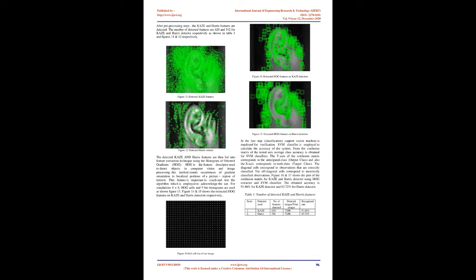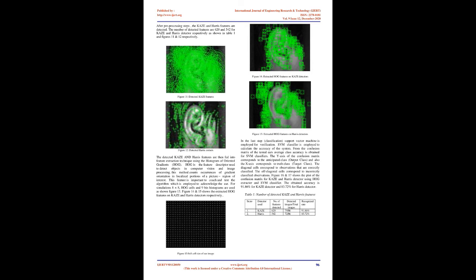The database is further divided into a training set and a testing set to calculate the accuracy. The number of images in the training set varies from 3 to 4 per person, and the number of images in the testing set varies from 1 to 2 per person. After pre-processing steps, the Kaze and Harris features are detected. The number of detected features are 620 and 542 for Kaze and Harris detectors respectively, as shown in Table 1 and Figures 11 and 12 respectively.